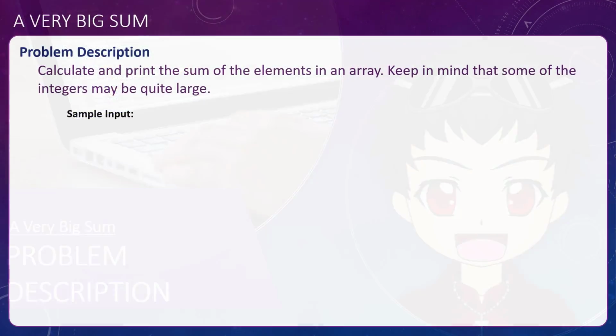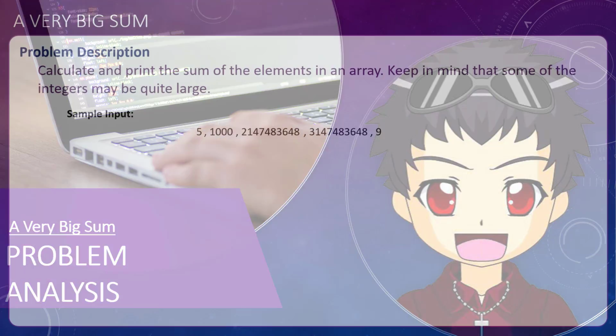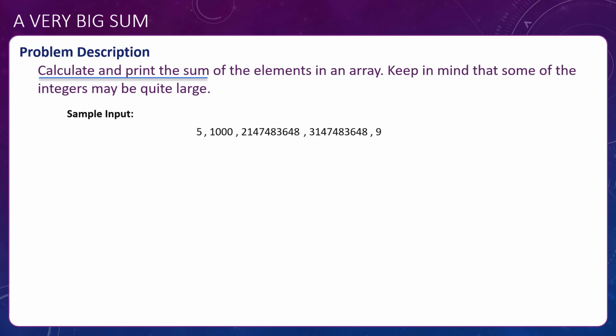For the problem description, we have to calculate and print the sum of the elements in an array. Keep in mind that some of the integers may be quite large. Here is the sample input: we have 5, 1000, a large number, another large number, and then 9. So let's analyze this problem. We have to calculate and print the sum of the elements in an array. It's quite easy, we have already discussed how to do this. We have the array below, and we have integers, but some of these may be large.